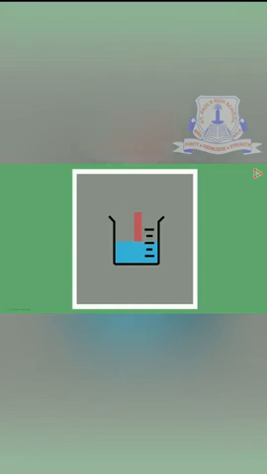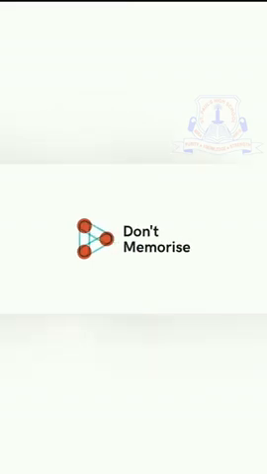Okay students, here we are taking acid, base and salt. And we have to study about the pH value. The pH value of acid is less than 7, of salt it is equal to 7 and of base it is more than 7. Now we have to find out what pH means.